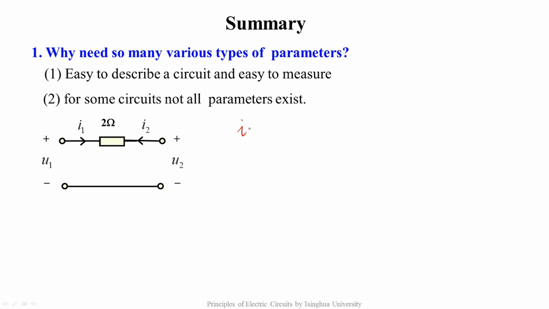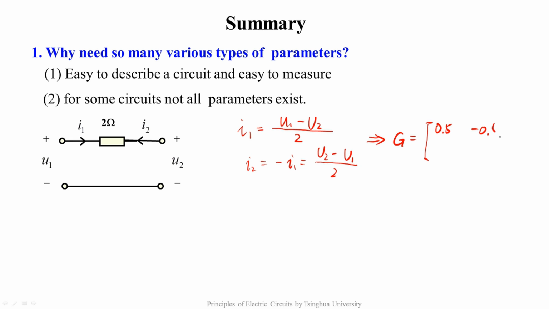The voltage across the 2 ohm resistor is U1 minus U2. I1 equals (U1 minus U2) over 2. I2 equals minus I1, which equals (U2 minus U1) over 2. So its G parameters are 0.5, minus 0.5, minus 0.5, and 0.5. It's a symmetrical two-port.